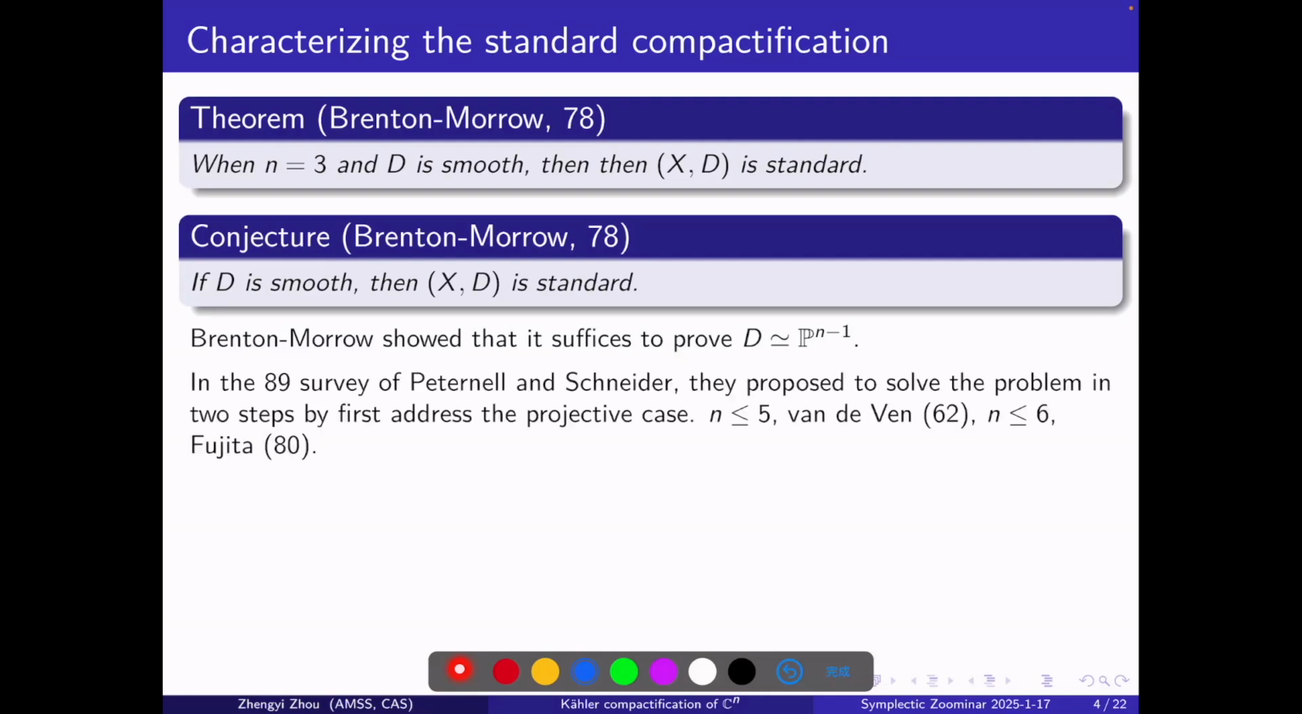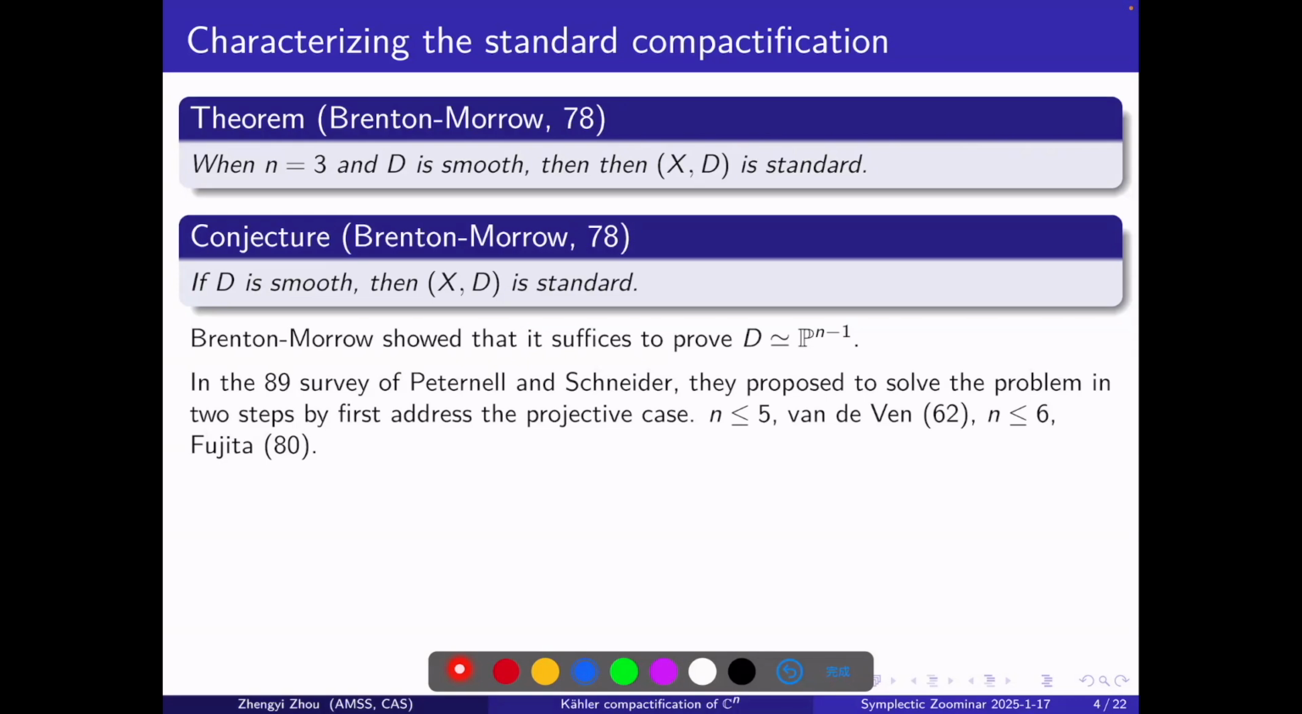Okay. And in a survey paper by Peternell and Schneider in '89, they survey the question of compactification of Cn, and they propose to solve this problem in 2 steps. The first one is to solve the problem assuming X is projective. And this has been done when n is smaller than 5 by Van de Ven and n smaller than 6 by Fujita. And in the case without assuming projectivity, actually in the work of Brieskorn and Morrow, they show that all such compactifications have to be projective.